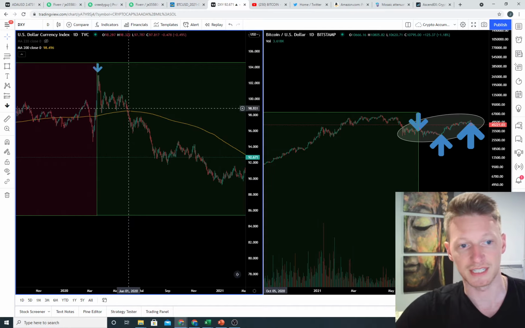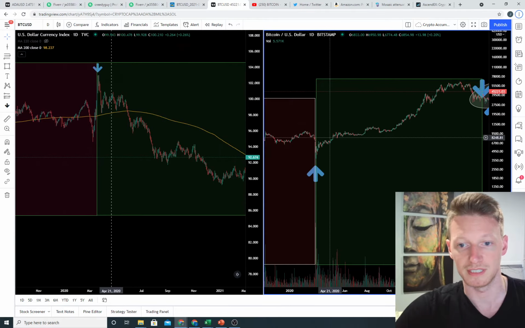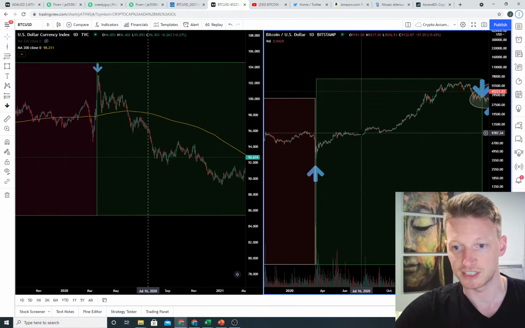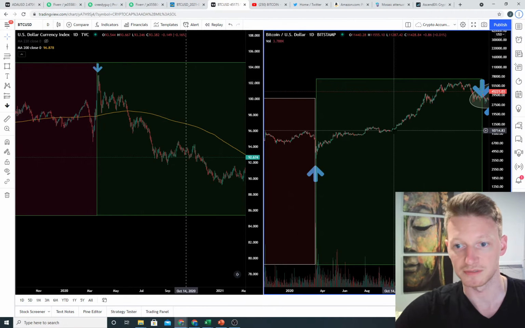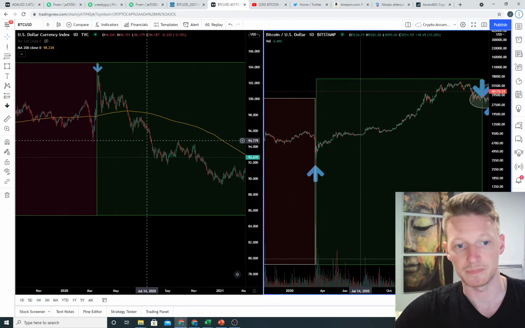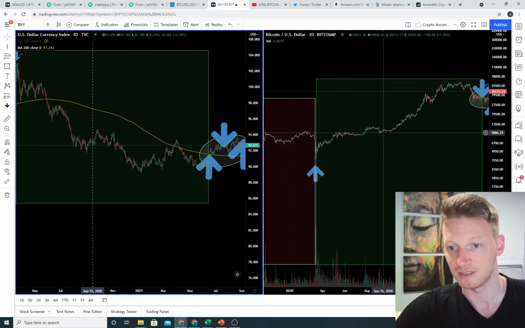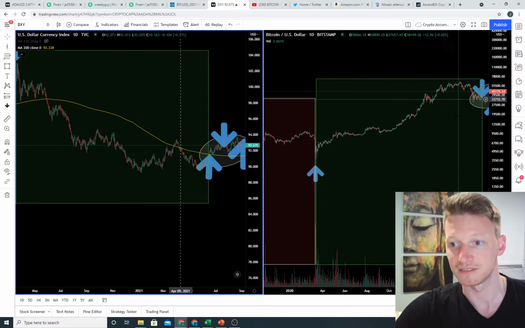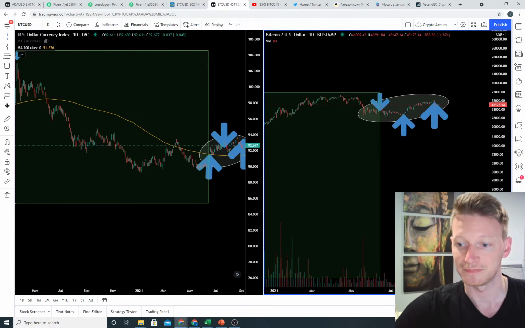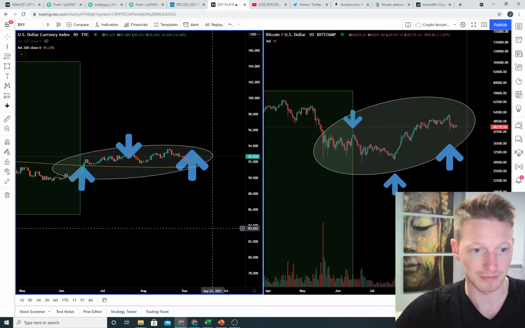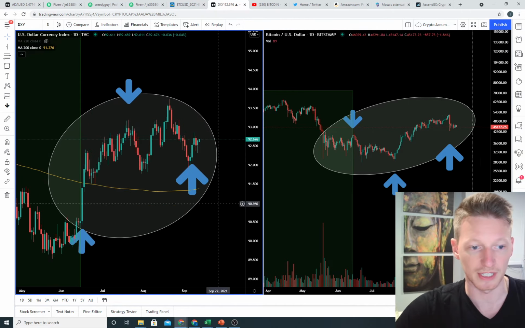Okay, so here's DXY, comes below its 200-day moving average on this day. Here, Bitcoin consolidates for just a few more months. And then as DXY gets well below its 200-day moving average, we're off to the races, guys. Okay. So then I want to show you just how tightly these can be correlated.